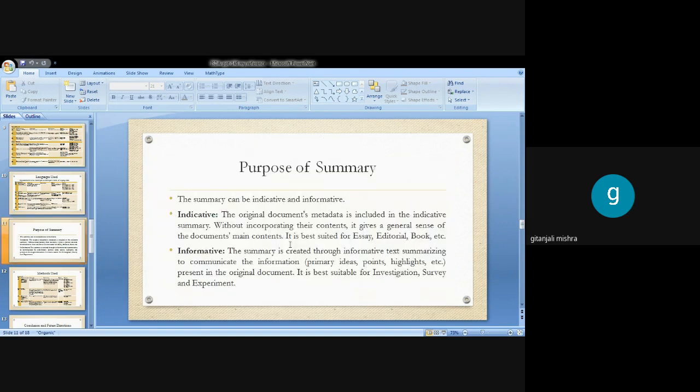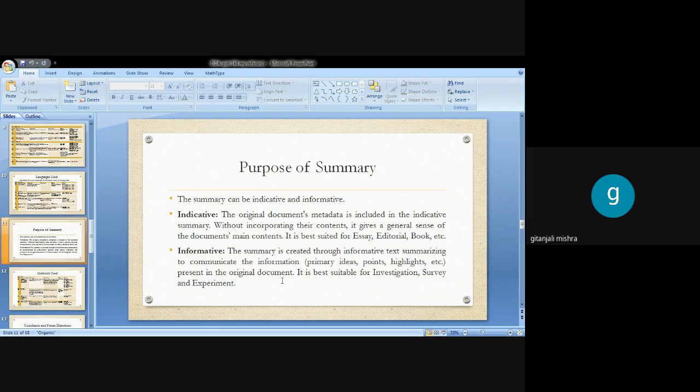The purpose of the summary is categorized into two types: indicative and informative. An indicative summary includes the metadata in the summary. The contents will not be included in the summary. It gives the general sense of the document, meaning it will not include the total document or the content in the summary, but will highlight what is essential.